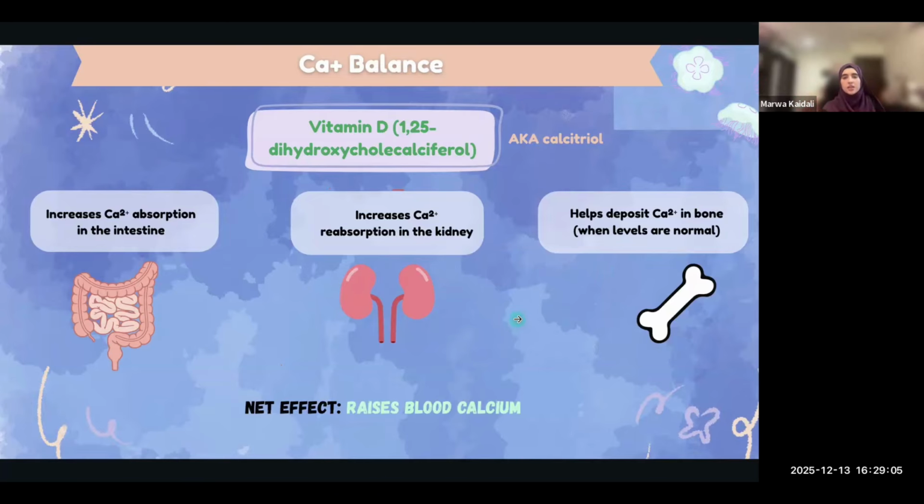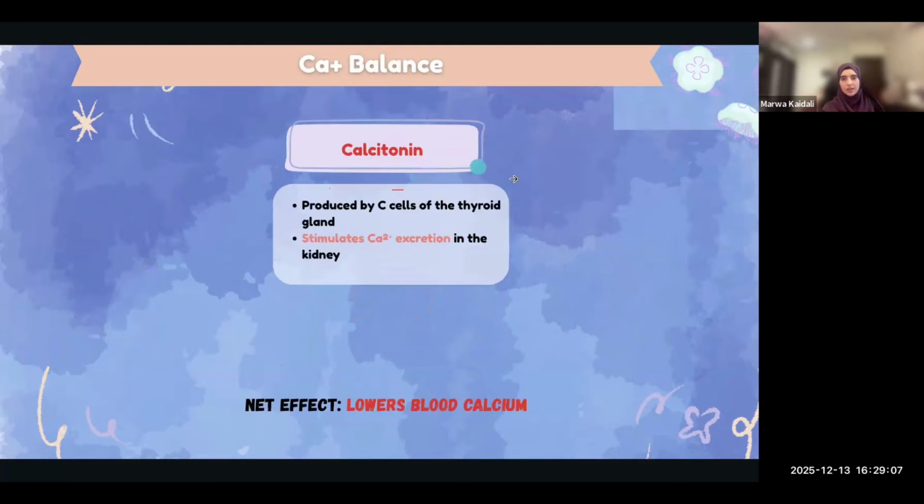Okay. Now our last hormone is calcitonin. And do not let the name fool you, because I know when you hear calcitonin, you might think that it's going to increase calcium, but that's the opposite. Calcitonin is actually going to lower the levels of the calcium in the blood, and it does that by stimulating calcium excretion. And that is it, actually. And it comes from the C cells of the thyroid gland, calcitonin. Okay, that's it for the calcium balance.